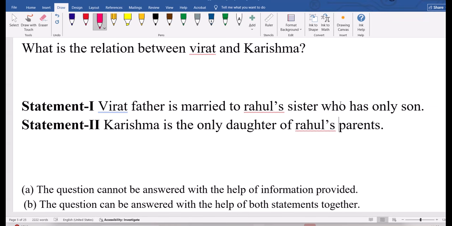So here you need to calculate the relation between Virat and Karishma. Statement 1 alone not possible. Statement 2 alone not possible. Why is that? In statement 1 alone, only Virat is there. Here no need to draw the diagram. There is no discussion regarding Karishma, so definitely 1 alone is not possible. In statement 2, only Karishma is there. Virat is not there, so 2 alone is not possible. I have to try together. If it is okay, fine, or else together not possible is the answer. So we have to put them together.